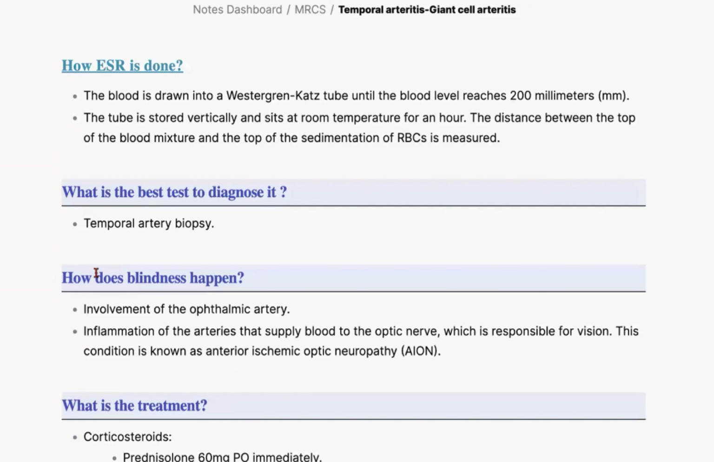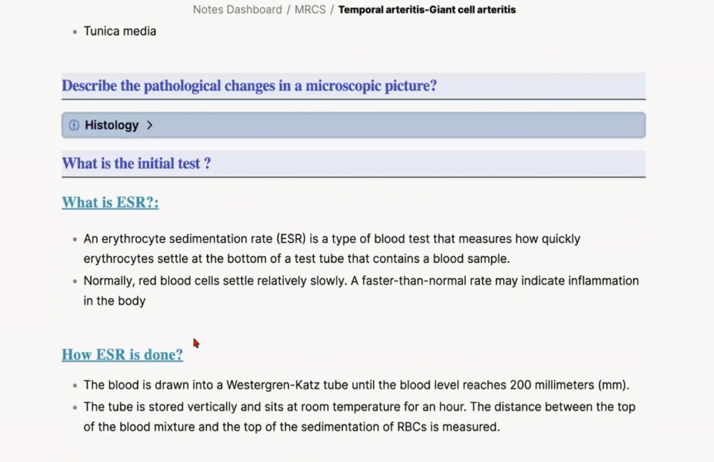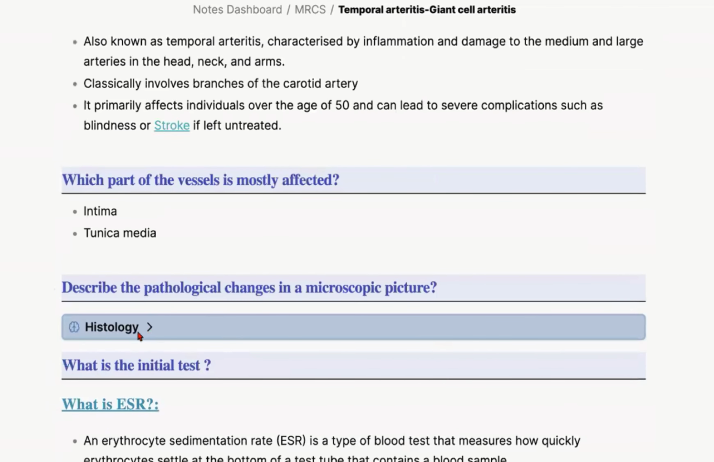All right. So blindness happens basically involved with the ophthalmic artery and sometimes a blood clot that's going to the ophthalmic artery, which basically is the blood supply for the optic nerve. And it will lead to a condition, and you need to say that in the exam, anterior ischemic optic neuropathy, the AION. All right. Otherwise, I think you've answered everything straight to the point.